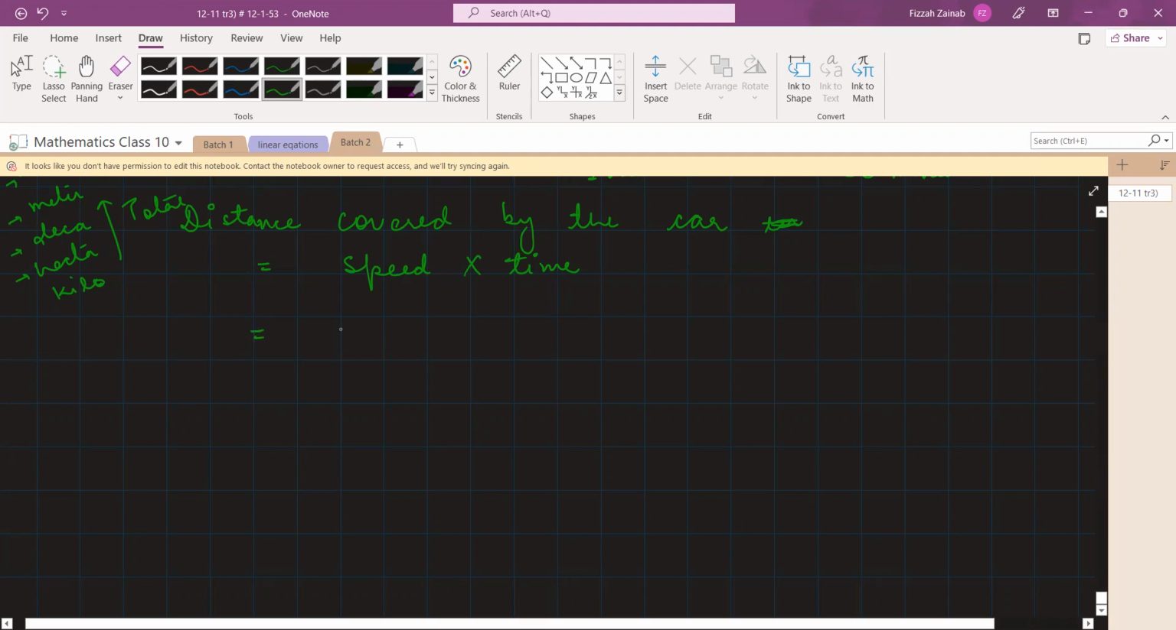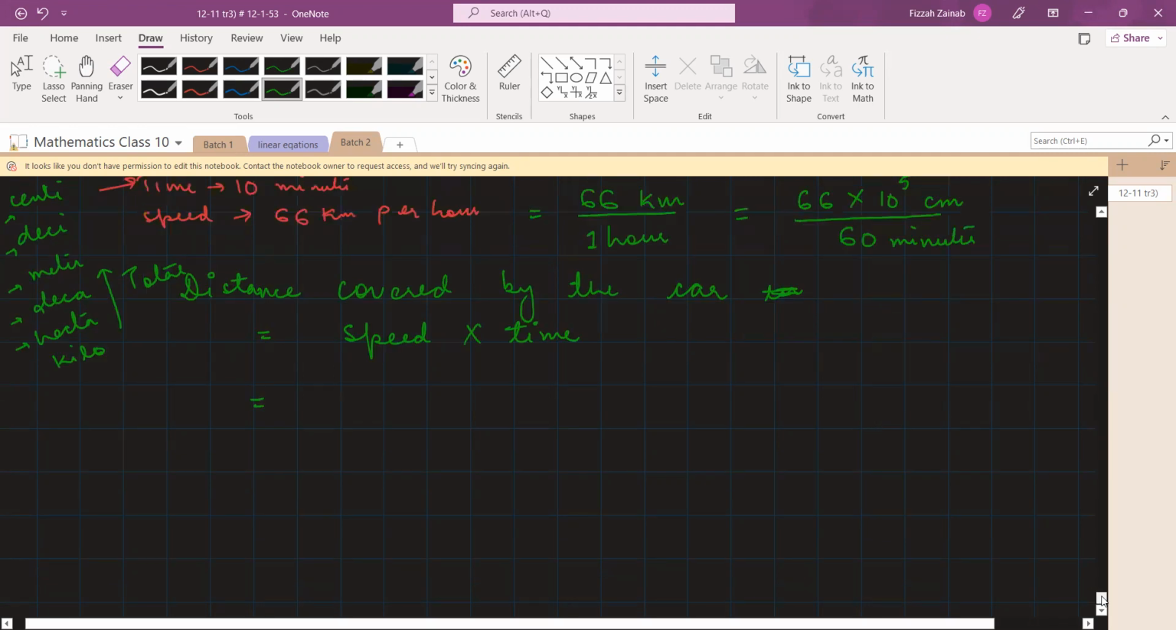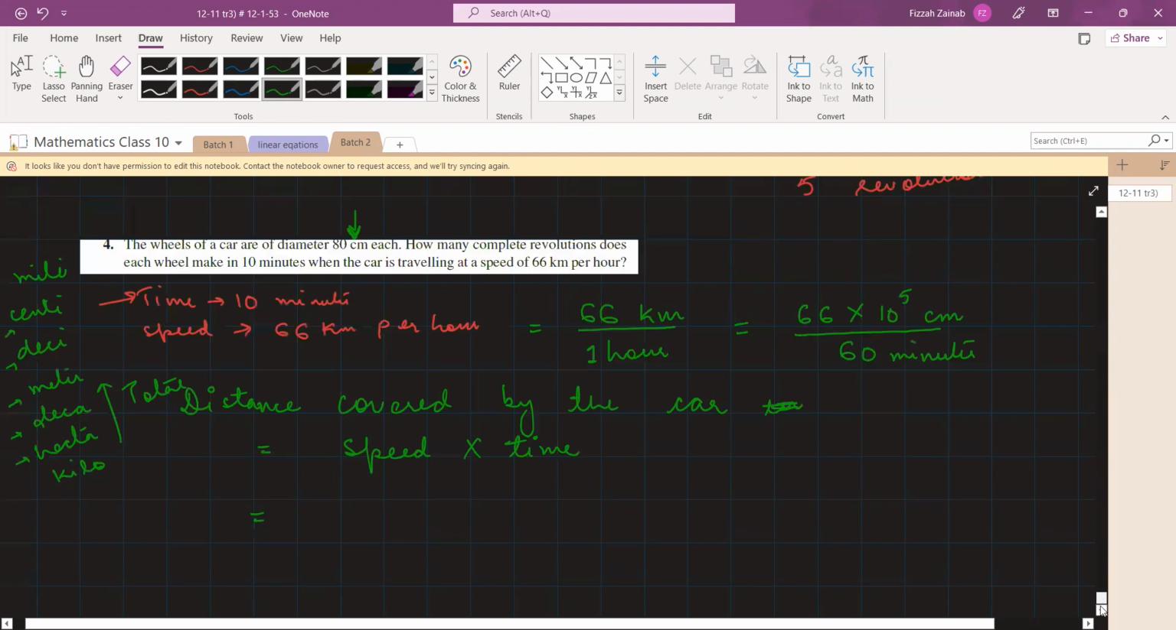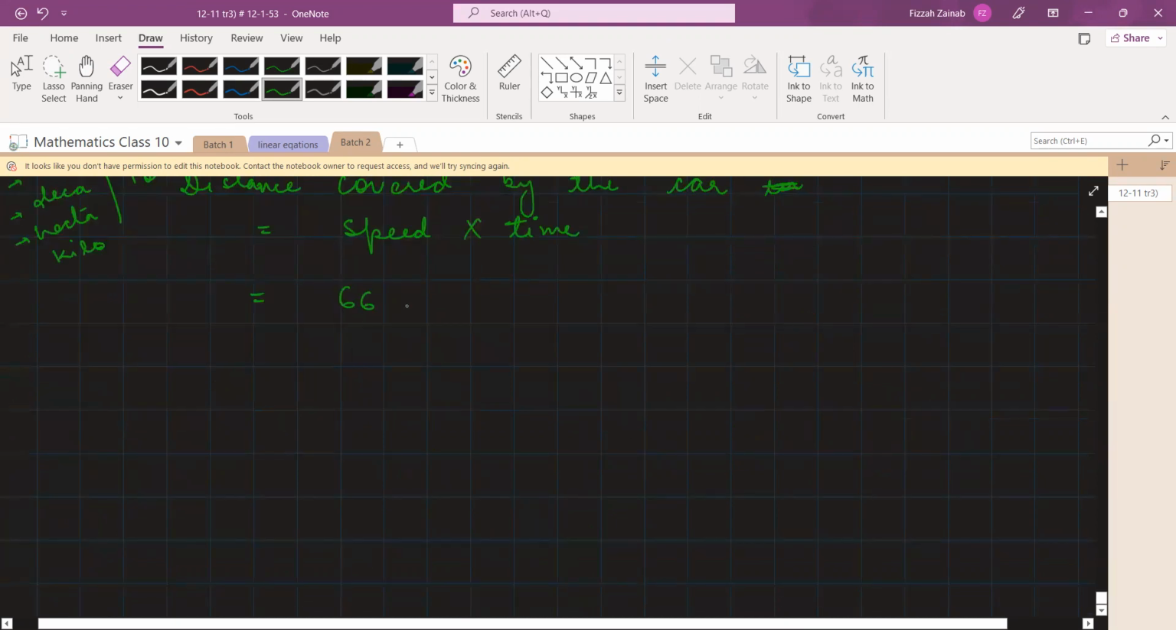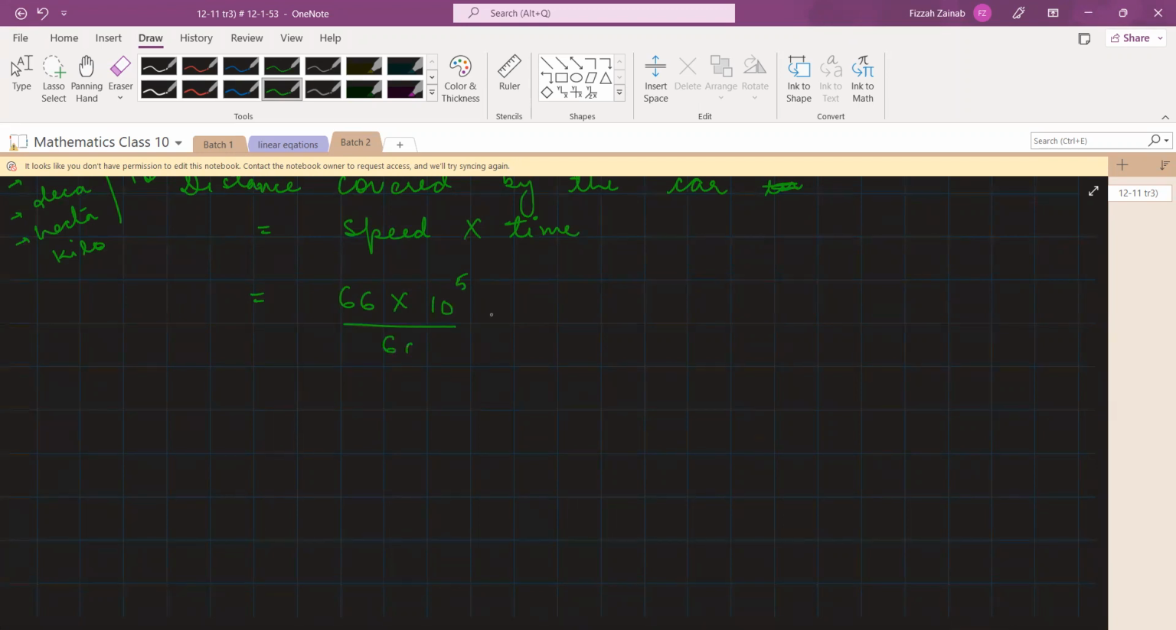Okay, so speed is how much? Now we have got 66 into 10 to the power 5 and then divided by 60. So 66 into 10 to the power 5 and then divided by 60, right? Now this is in centimeter and this is in minutes. Okay, that's it. And then into time. Now time is 10 minutes, correct?